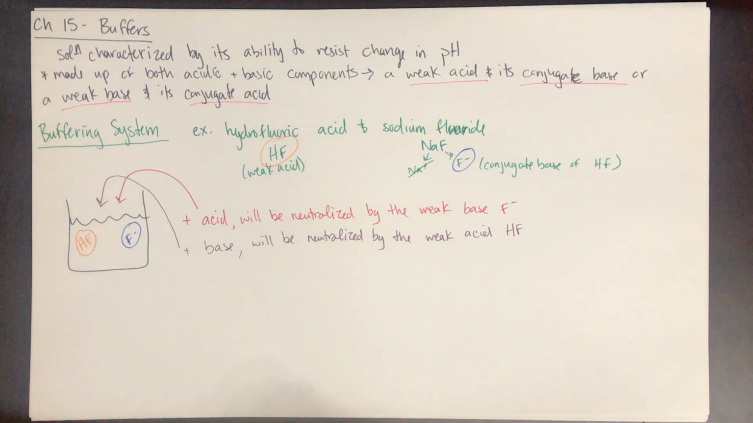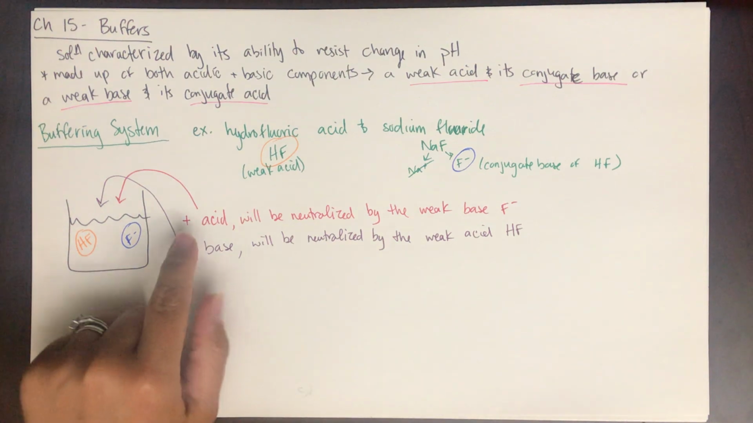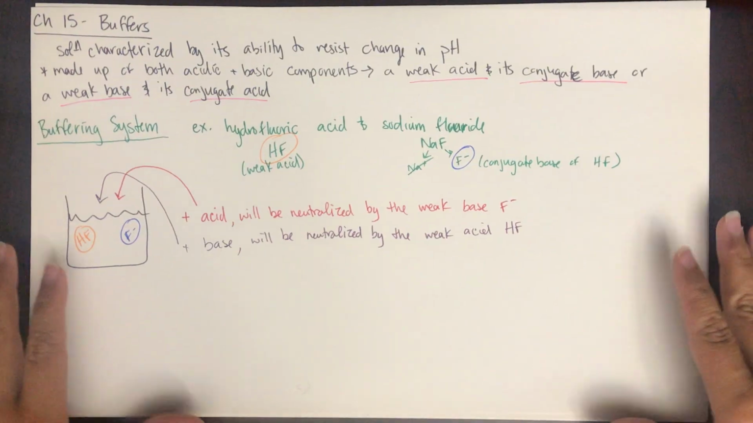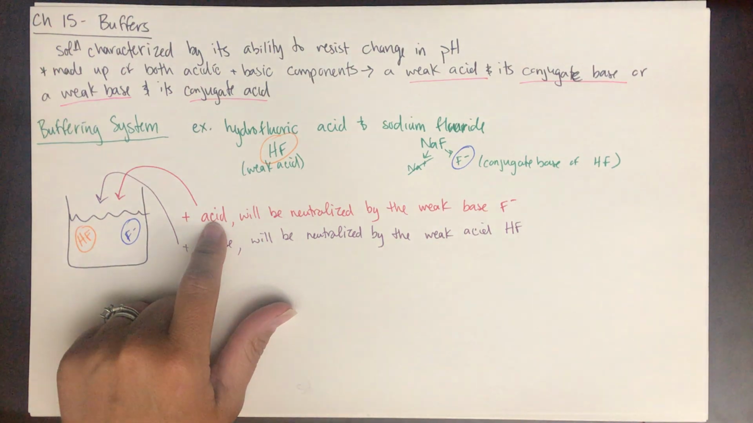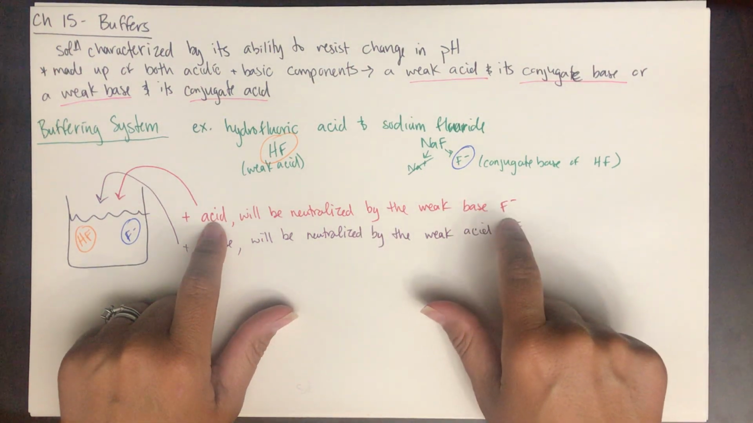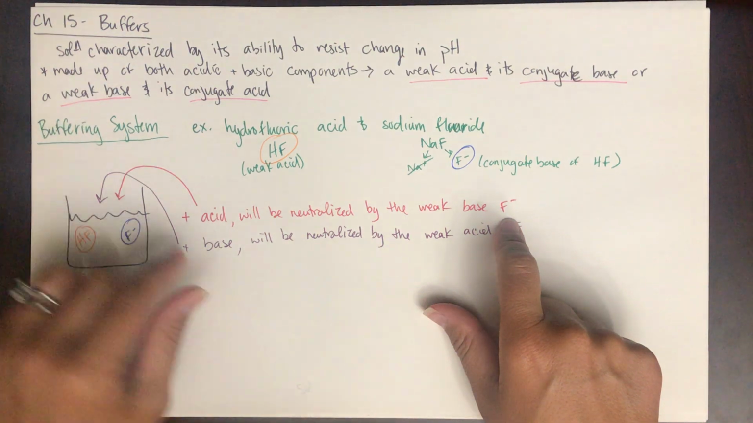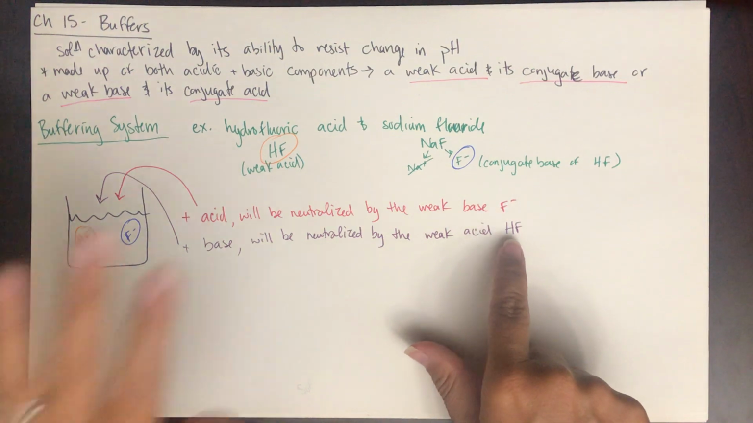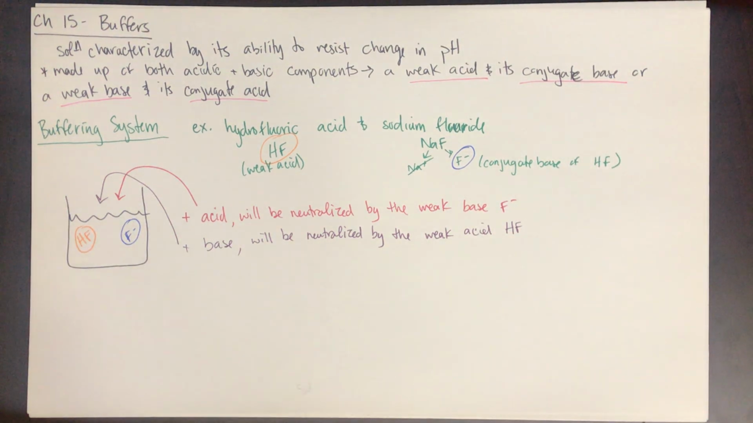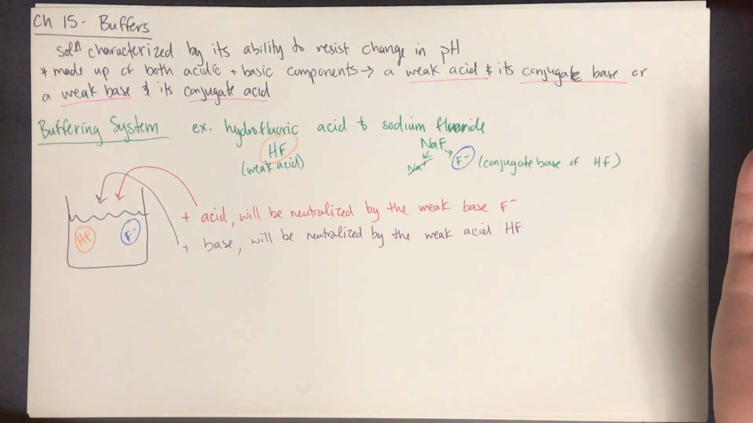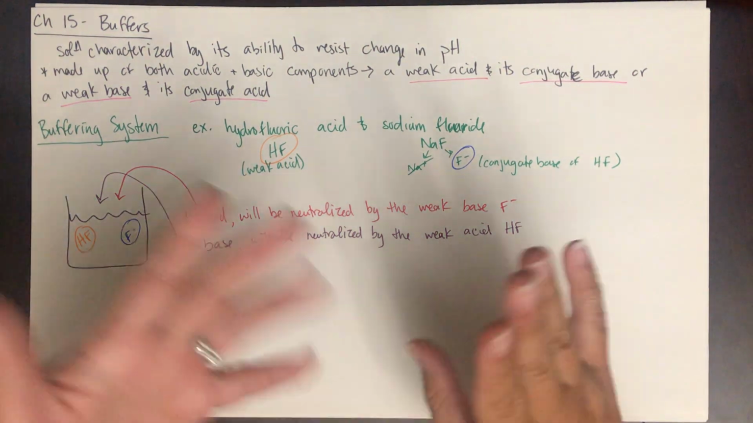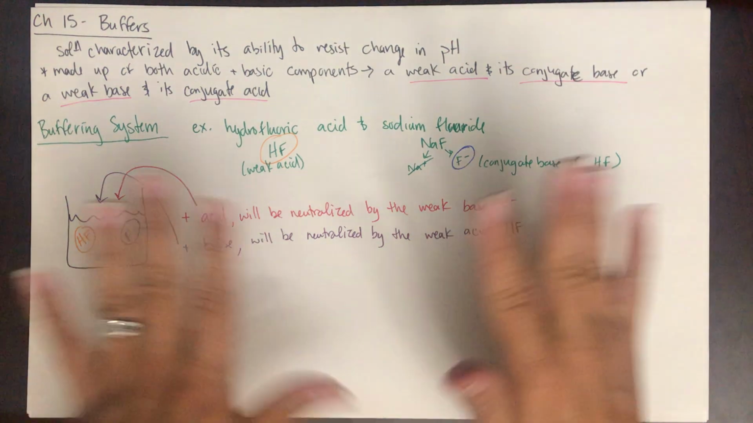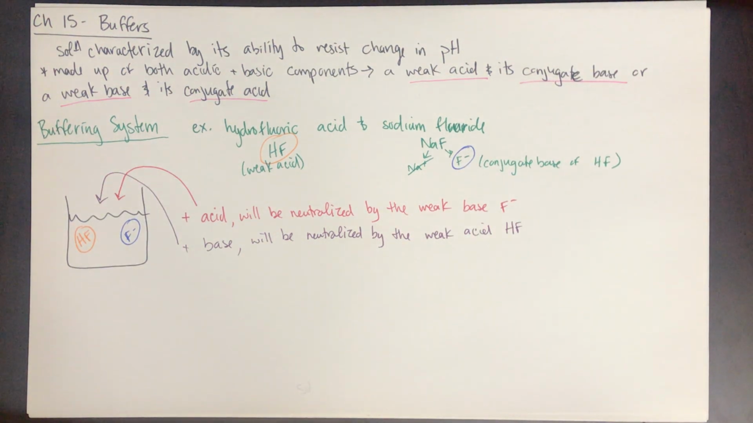Buffers all have what's called a buffering capacity, meaning you could overwhelm this system. You could definitely add so much acid that there's not enough fluoride to neutralize it, and then the pH would change. Or you could add so much base that it could overwhelm the hydrofluoric acid, and that would change the pH. But within what's called a buffering range, and we're going to talk more about buffering capacity and buffering range a little bit later, but maybe we'll just talk about it now.